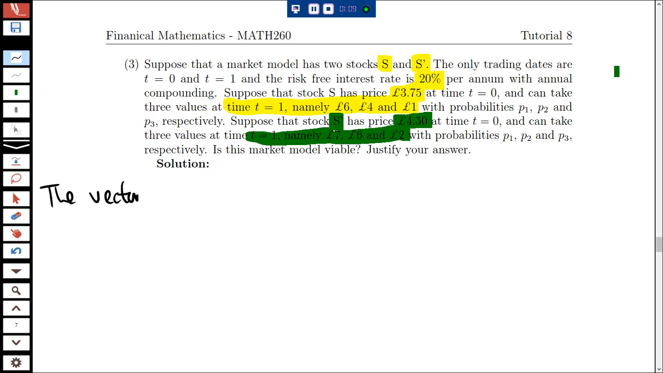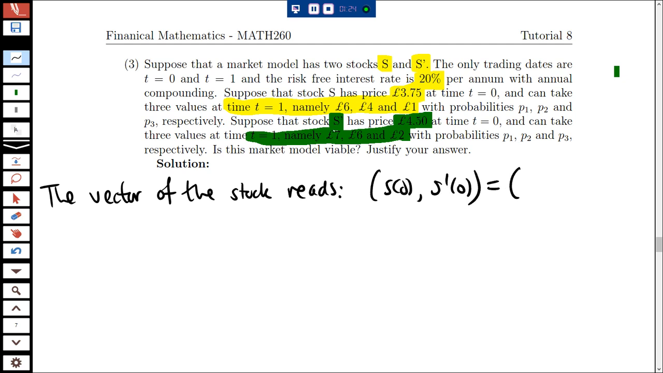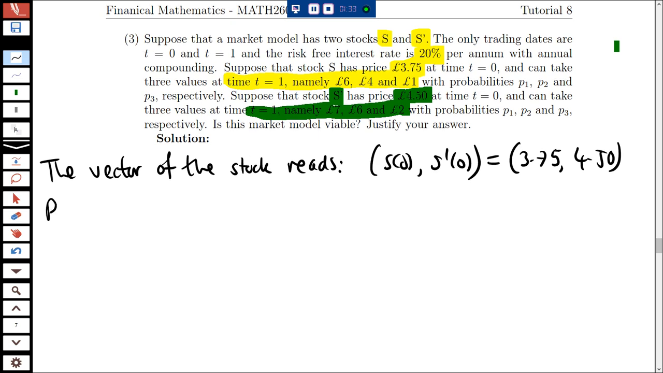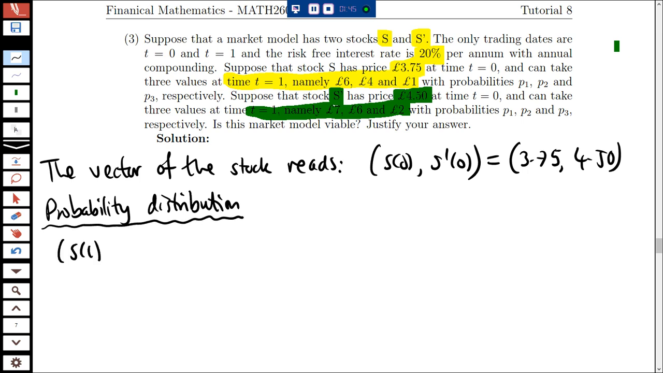I'm going to try to store the information as vectors. So the vector of the stock reads, at time 0, we have a pair of opening values. And then later on, we have a range of potential values which fit into some probability distribution. So let's take a look at that distribution. We have S1 and S1 dash, which can take some values. I think I'll call them X, Y.